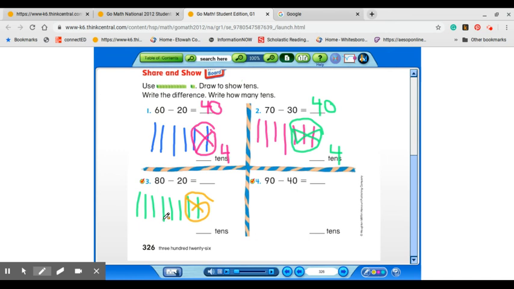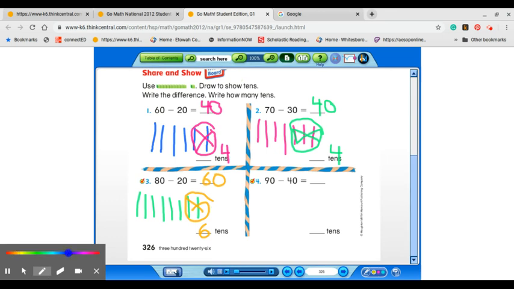10, 20, 30, 40, 50, 60. I hope you had that. 80 minus 20 is 60. And how many tens in 60? And that would be 6. Okay, again, I would like for you to pause the video. I would love for you to work out 90 minus 40 and then come back with me and check your work.